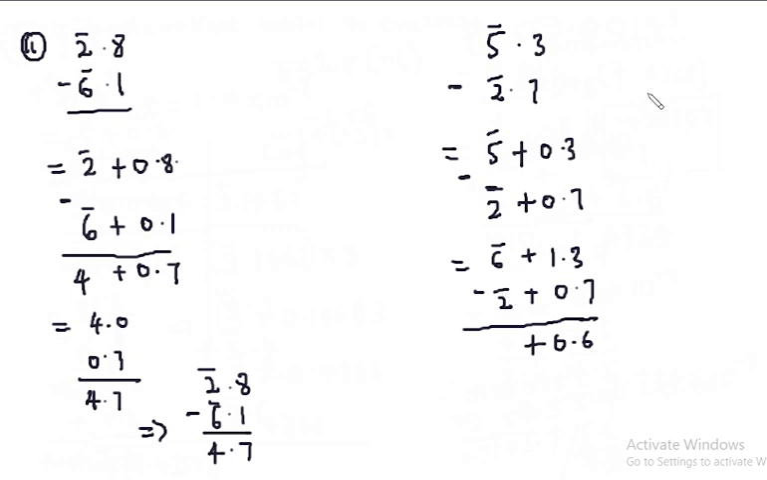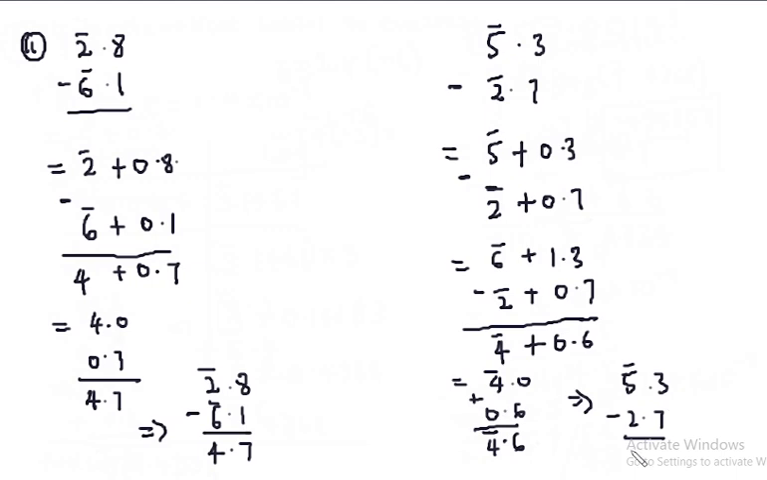So 6 bar minus 2 bar is 4 bar. Then this is 4 bar plus 0.6. So this is 4 bar 0.6. So this implies that our original subtraction of 5 bar 0.3 minus 2 bar 0.7 is 4 bar 0.6.